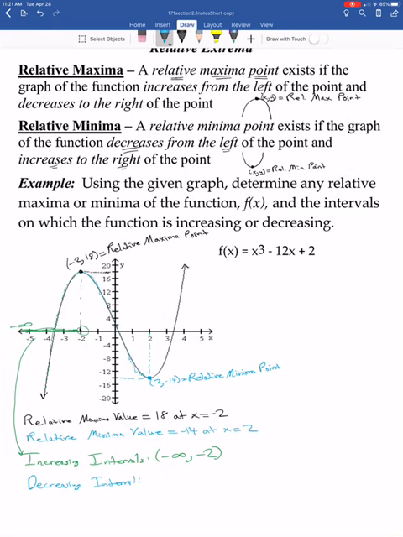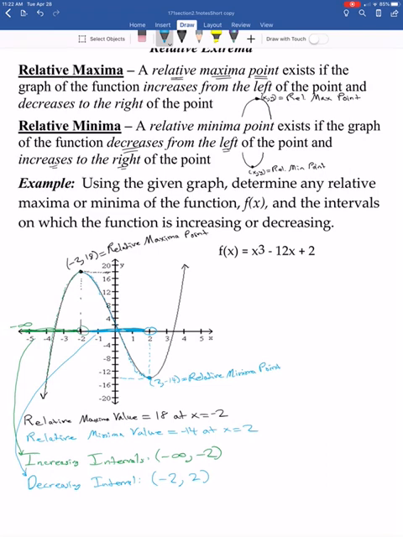I'm going to shade it here in blue. Between -2 and 2, between the 2 turning points, the graph is decreasing in value. It's going down from left to right. There's our decreasing interval, right?